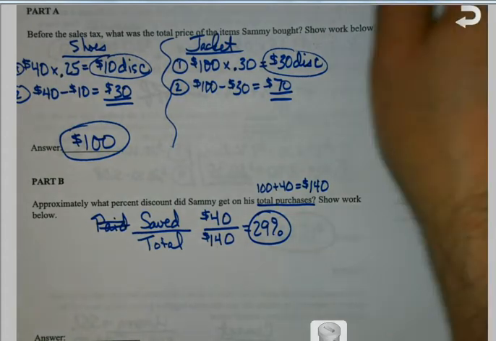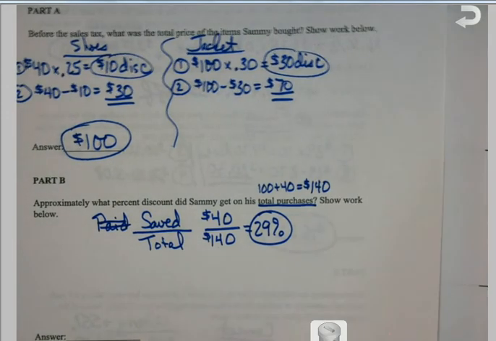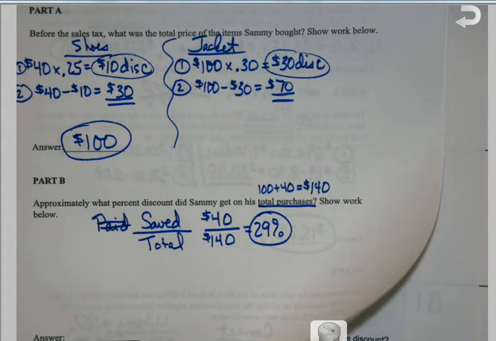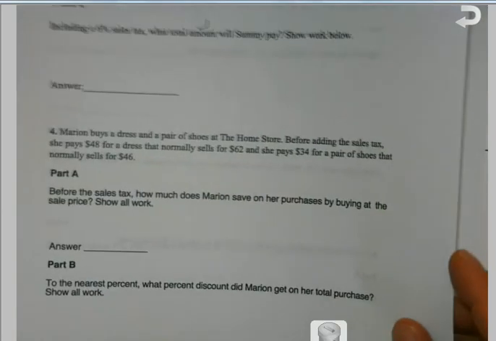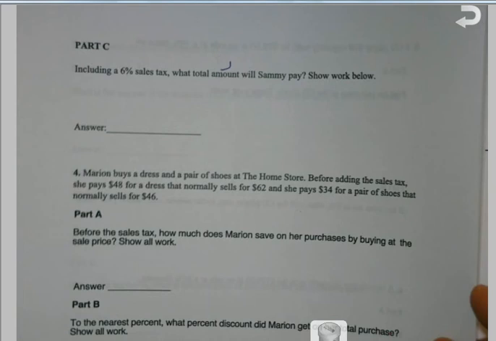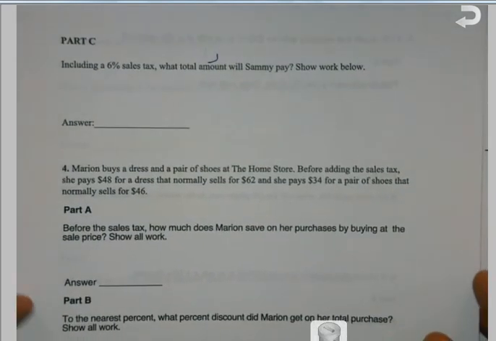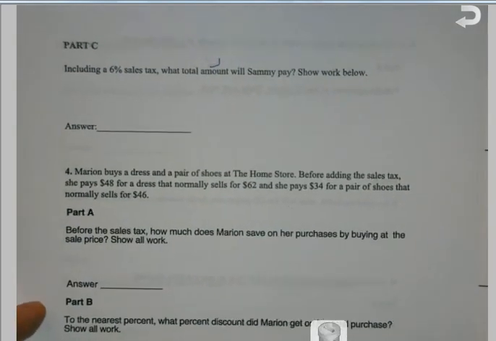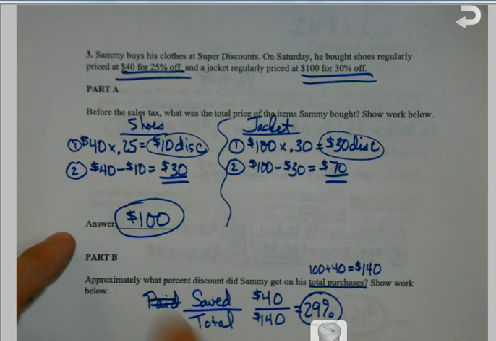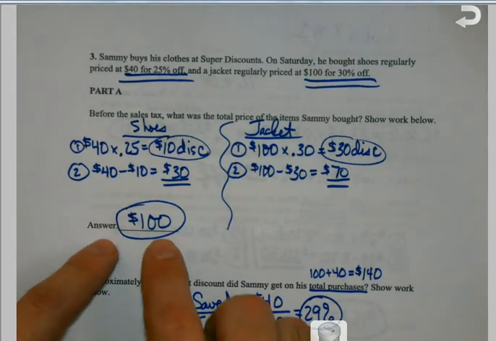So we're kind of starting to see, okay, how all this stuff comes together. So you can do a little bit of math upstairs before we get to some of the others. All right. Oh, there's a part C to this one. I did not know. Including 6% tax, how much will Sammy pay? Okay. So back here, we've gotten down to $100. Well, this is going to be simple.